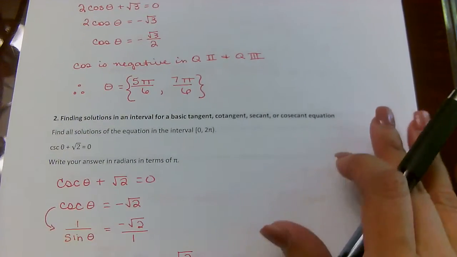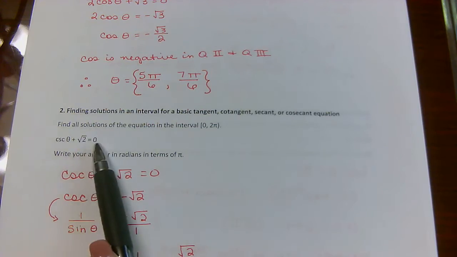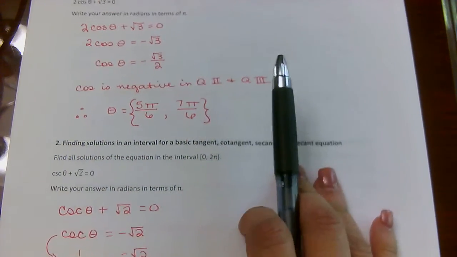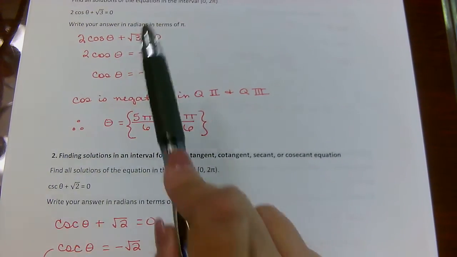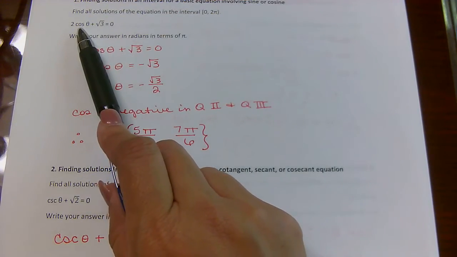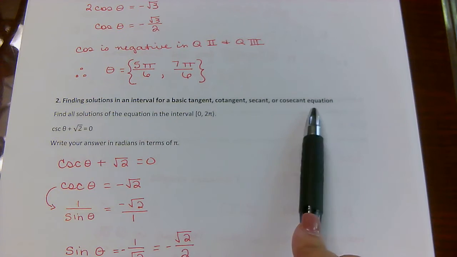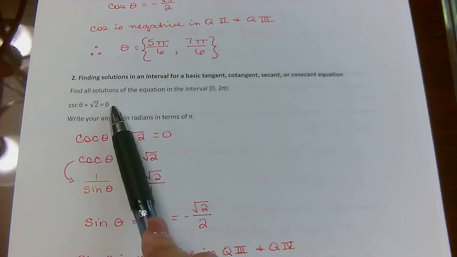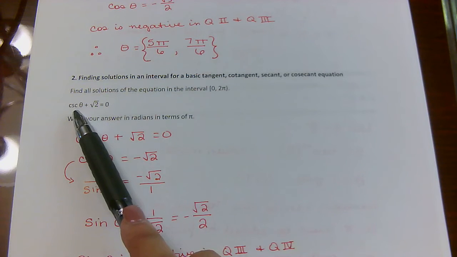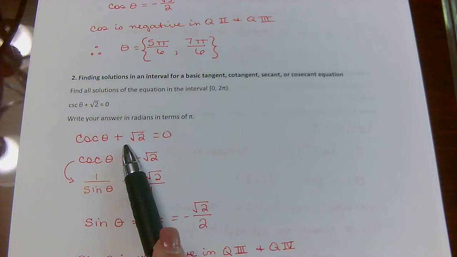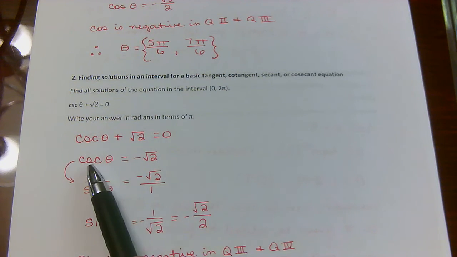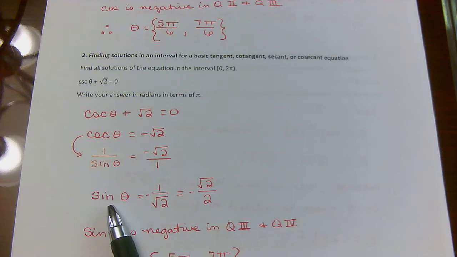Okay, number 2. Number 2 is also similar to a linear equation. You only have one theta. In the first part, all you're doing is you're using your sine or your cosine. Now we're going to be using the other 4 trig functions: tangent, cotangent, secant, or cosecant. So the first thing I'm going to do is isolate theta, subtract the square root of 2 on both sides, convert cosecant to 1 over sine, okay, and then solve for sine of theta, which I have here.